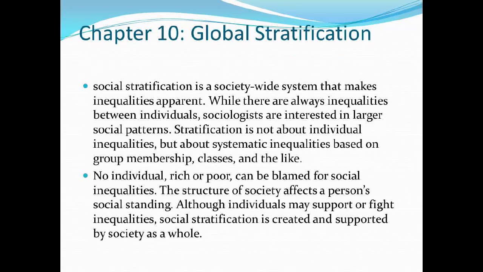While there are always inequalities between individuals that exist, sociologists are interested in the larger social patterns. It's not about individual inequalities, but about systemic inequalities based on group membership, classes, and the like. No individual, rich or poor, can be blamed for social inequality. It's just the structure of societies that affects a person's social standing. So, although individuals may support or fight inequalities, social stratification is created and supported by society as a whole.